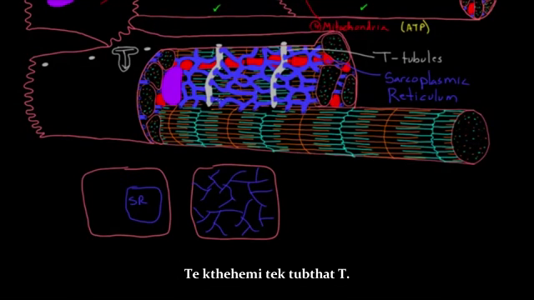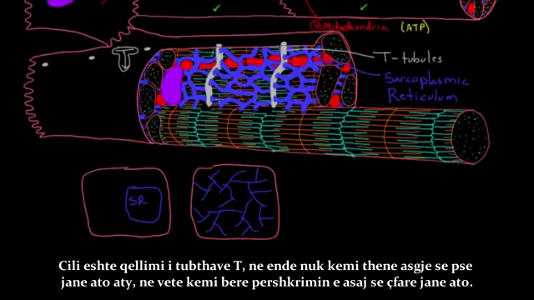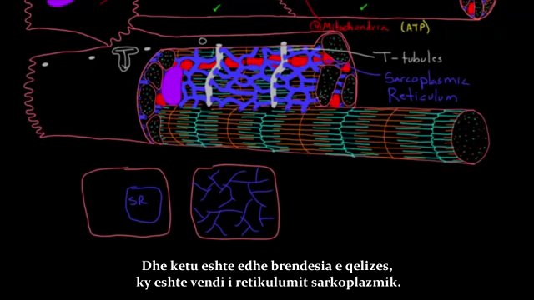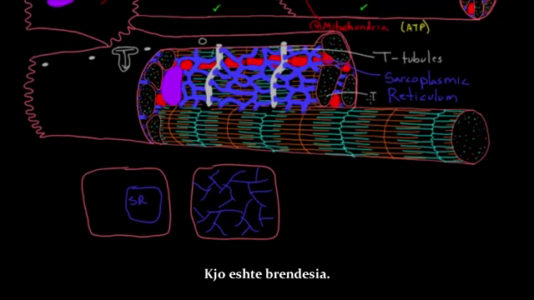Now, let's go back to the T tubules. What is the purpose of the T tubule? We haven't actually said anything about why they're there. We've just described what they are. But remember, there's an outside of the cell over here, O for outside, and there's an inside of the cell, and that would be where the sarcoplasmic reticulum is. So this would be inside, right?